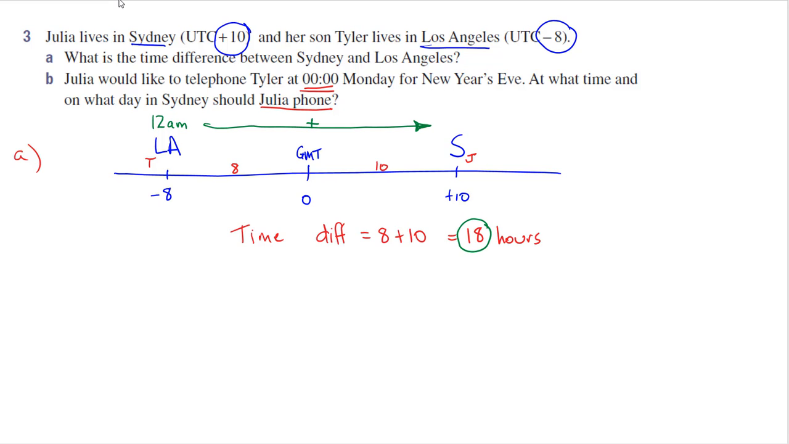So 12 AM, if we add 18 hours to that, and it's probably why they gave it to us in 24-hour time, because if we add 18 hours to that time, we're going to get 1800 hours, better known as 6 p.m, which you could have done just by adding 18 to that as well. So the answer to this question, at what time and what day should Julia ring? Well, she should ring at 6 p.m. It'll be the same day, which will be Monday on New Year's Eve, a little bit later on in the day for her.